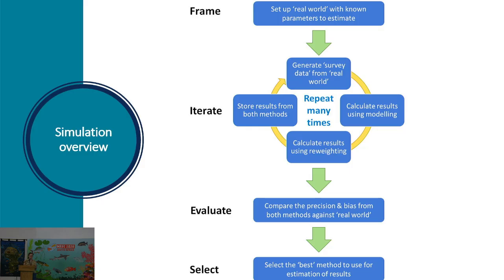We also wanted to test if the MRP was better than the normal reweighting approach, so we used a simulation study. That effectively asks, if we knew the right answer, which method would generate the better result. We did this by generating census data from our survey data, and then randomly sampling across that census data, and then we can see which model creates the more accurate result.